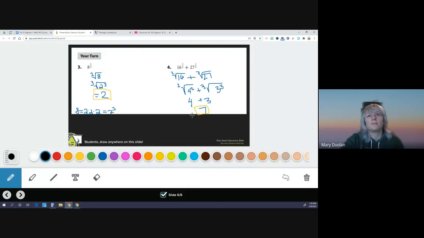Okay, 45. Here we go. So 8 to the 1/3 power is the same as the cube root of 8. Cube root of 8 is the same as the cube root of 2 to the 3rd power. Those cancel each other out. You're left with 2. Right? And over here, 16 to the 1/2 plus 27 to the 1/3. Well, rewrite these as roots. Rewrite the radicands as powers that match the index. Okay? And then simplify. 4 plus 3, you get 7.